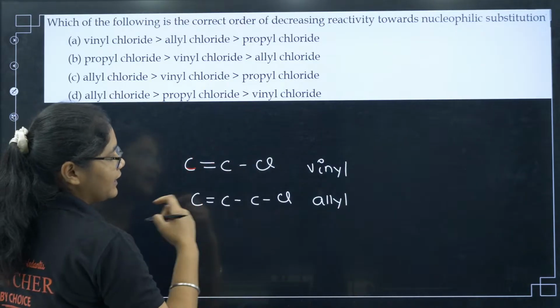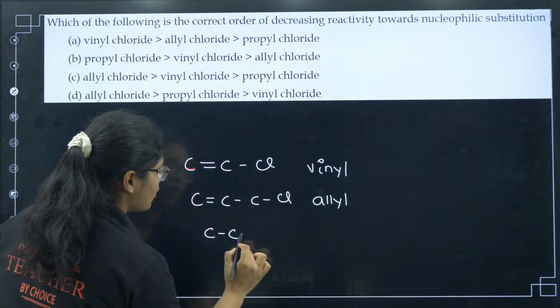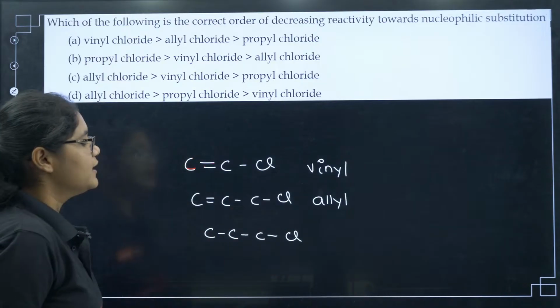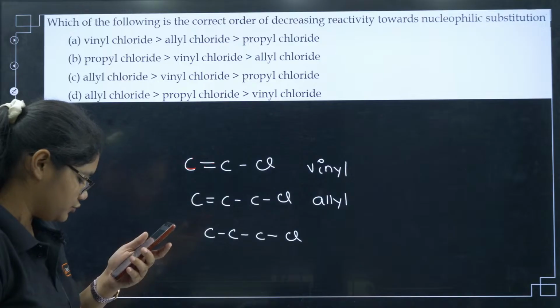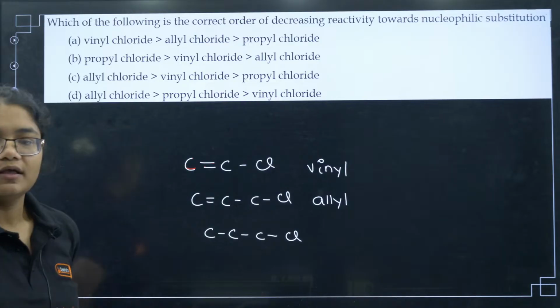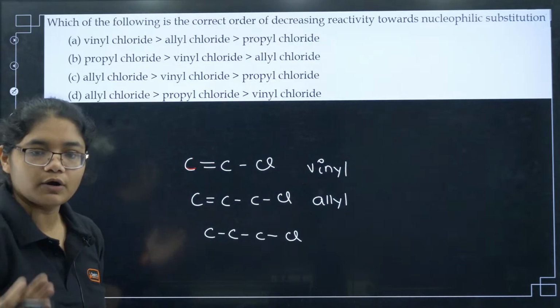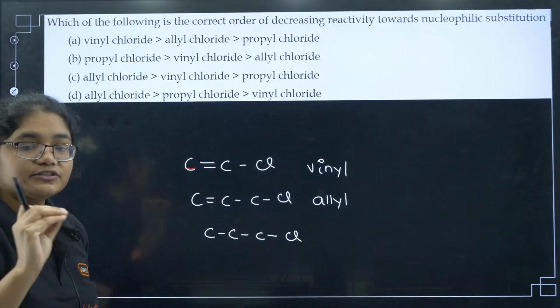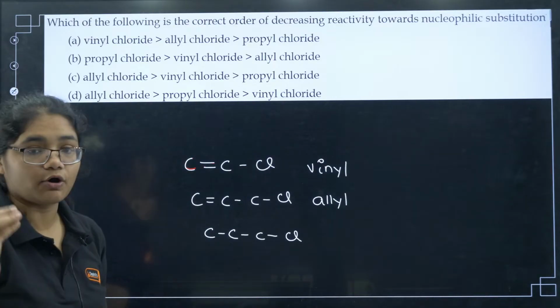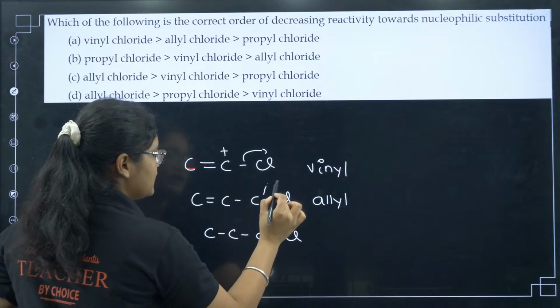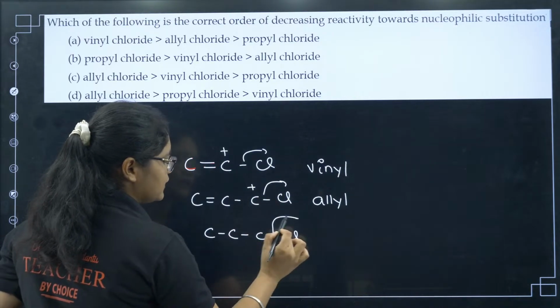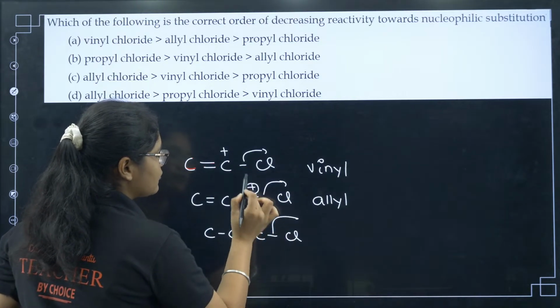Vinyl chloride, allyl chloride, and propyl chloride is normal chloride. So in which case will the nucleophilic substitution be highest? Now see, whenever you want to do the nucleophilic order, first remove the chlorine group and form a carbocation. So if I remove this chlorine, I'll get a carbocation here. Remove this chlorine, I'll get a carbocation here. Remove this chlorine, I will get a carbocation here.